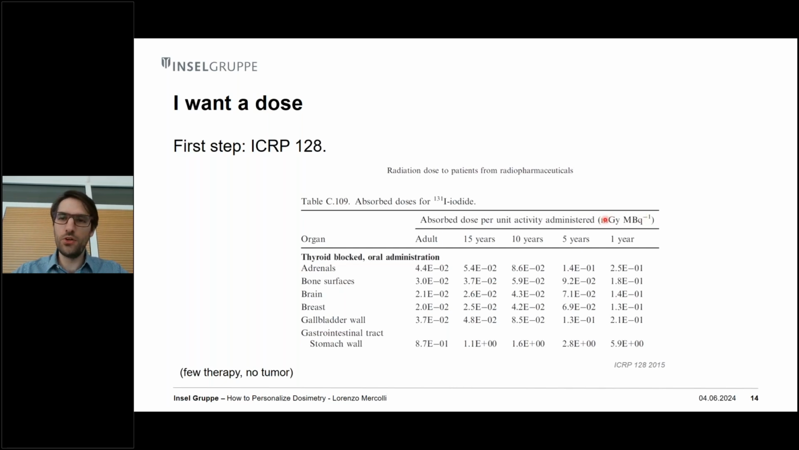So I know usually what activity I gave to the patient, and then I can just go to the table, pick the right radiopharmaceutical, and then, for example, for the brain, multiply this activity with this number here, and I get the dose for the brain. Now, this is nice, very quick. It's very simple. I just need to multiply two numbers. Yeah, there's hardly anything simpler than that.